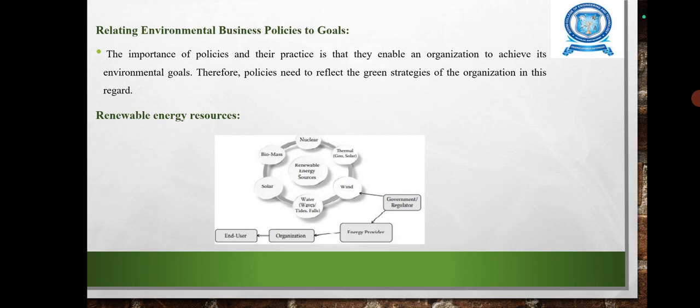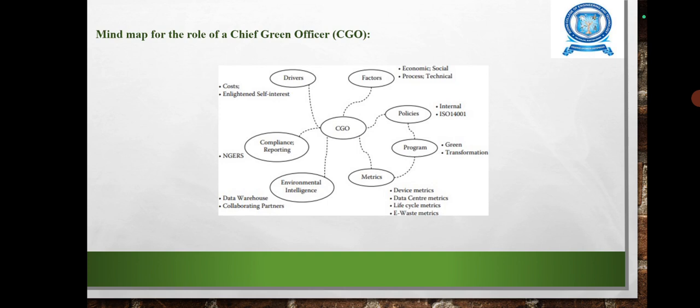Then the next one is a mind map for the role of a chief green officer. Otherwise it is called a chief sustainability officer. Also, it is the most senior person in the organization. It should be responsible for green strategies. That means the green policy should have the ability to justify the return on investment. It is also helpful in setting and directing the green enterprise information for an organization.